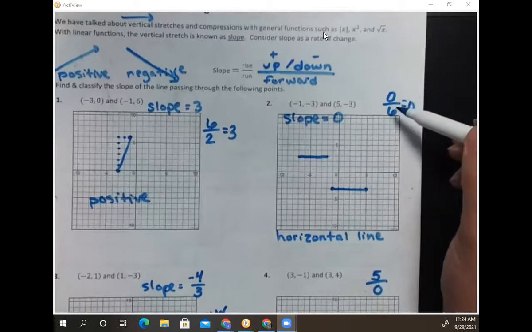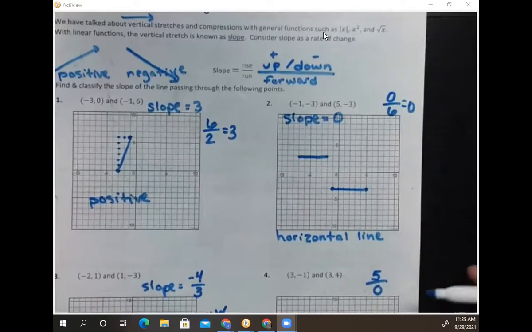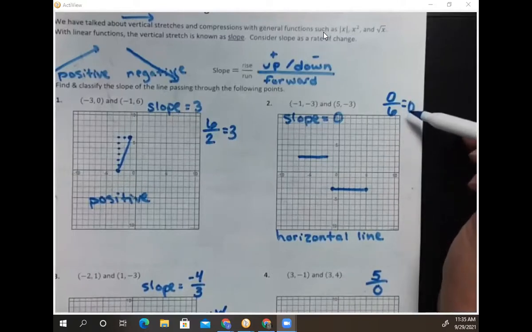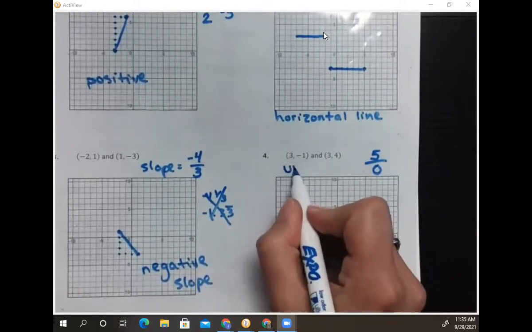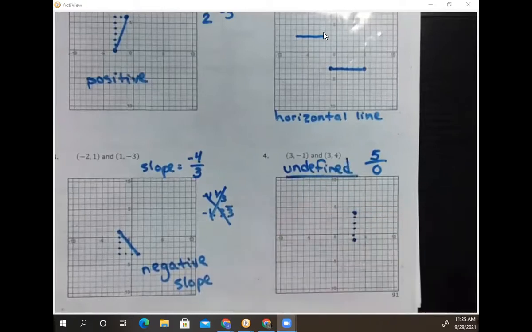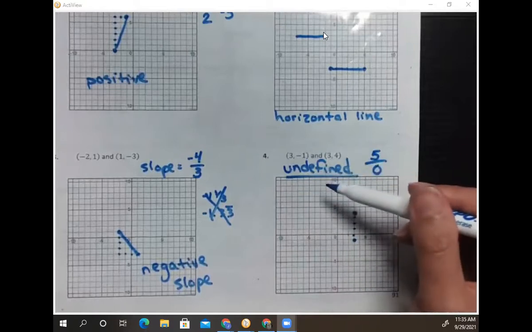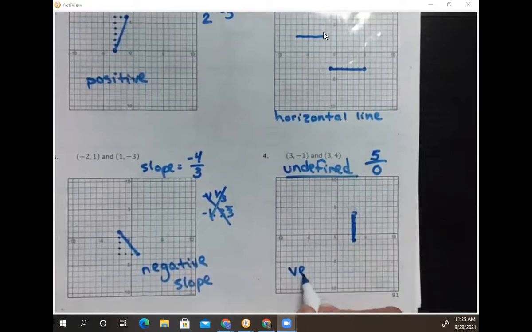Similar to what we saw in number 2, because one of my values was 0. But 0 divided by something is not the same as 0 on the bottom of a fraction. 0 divided by something is always going to simplify to 0. 0 on the bottom of a fraction, we describe as undefined. Anytime you have 0 as the bottom for your slope, I want you to tell me that it's undefined. I will take some credit off if you don't tell me undefined here. Okay, that's important. What we have here is a vertical line.